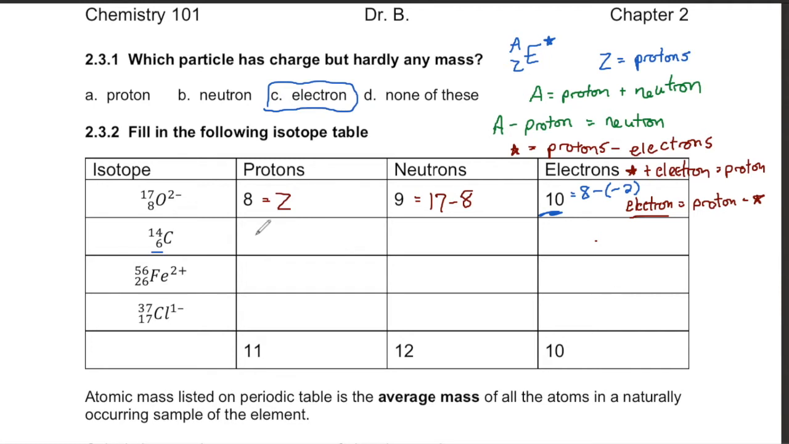So the protons here are just the subscript to the left, 6 for carbon, 26 for iron, and 17 for chlorine. For the neutrons, we're going to take the mass number and subtract the protons. For this one, we get 8. For this one, we get 30. And for this one, we get 20.